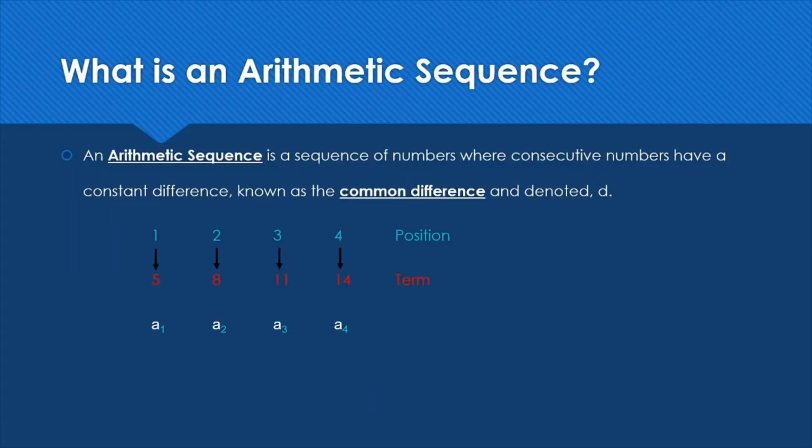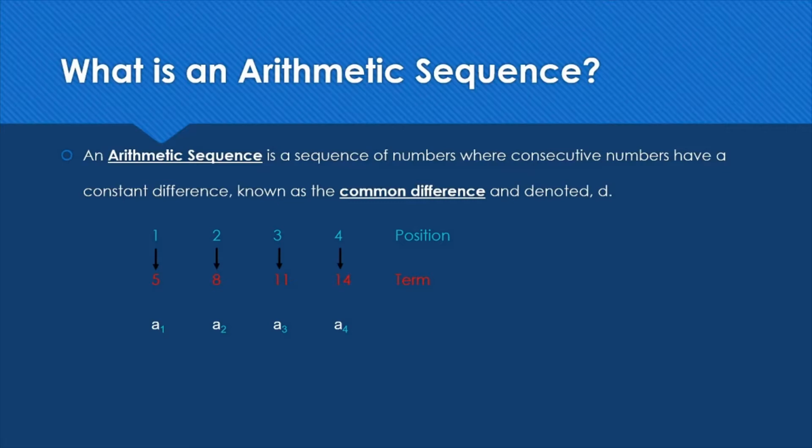Well, what is an arithmetic sequence? To answer that question, we'll go to its definition. An arithmetic sequence is a sequence of numbers where consecutive numbers have a constant difference, which is also known as a common difference and denoted as D. We'll be using the term common difference in this class rather than a constant difference. Just remember that it is denoted with the variable D.